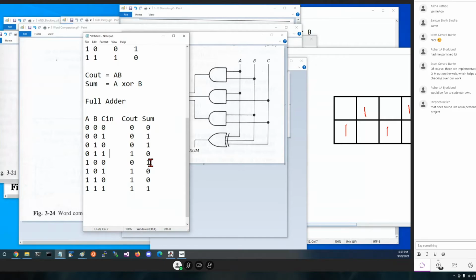Remember the discussion I had with somebody about even and odd a while ago on XORs? Do you notice that this row has an odd number of ones? This row has an odd number of ones. This row has an odd number of ones. That row has an odd number of ones. So this is exactly the truth table for a 3-input XOR gate.